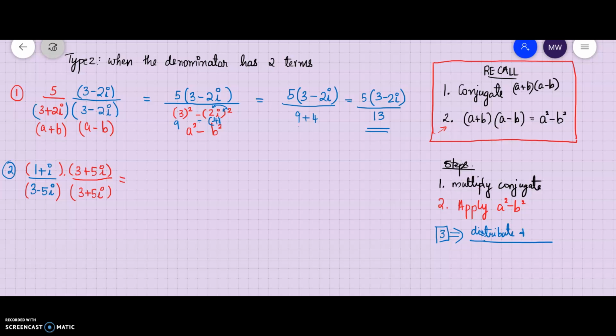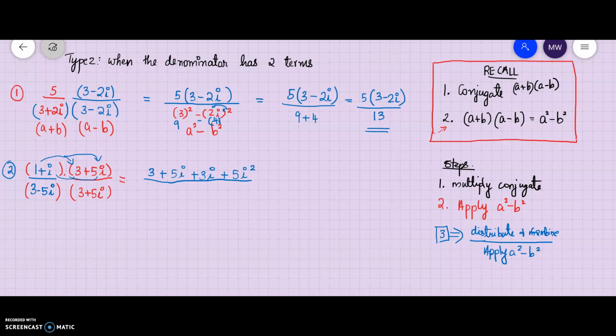Distribute means multiply. I would just say distribute and combine. And in the denominator, you just have to apply what we did before, step number 2, a squared minus b squared. So let's see what we can do here. We have 1 times 3 as 3, 1 times 5i as positive 5i, and then we distribute the i times 3 as positive 3i, and i times 5i as positive 5i squared. So we distribute it here because they're both two terms.